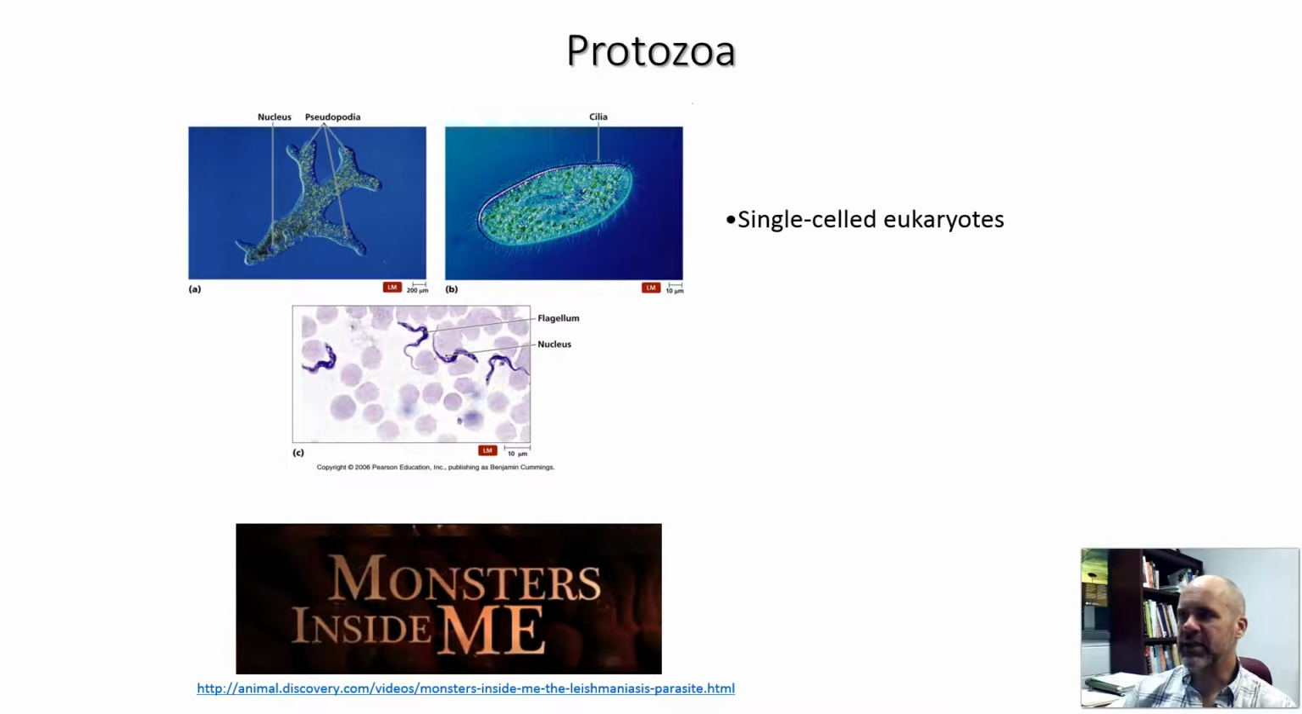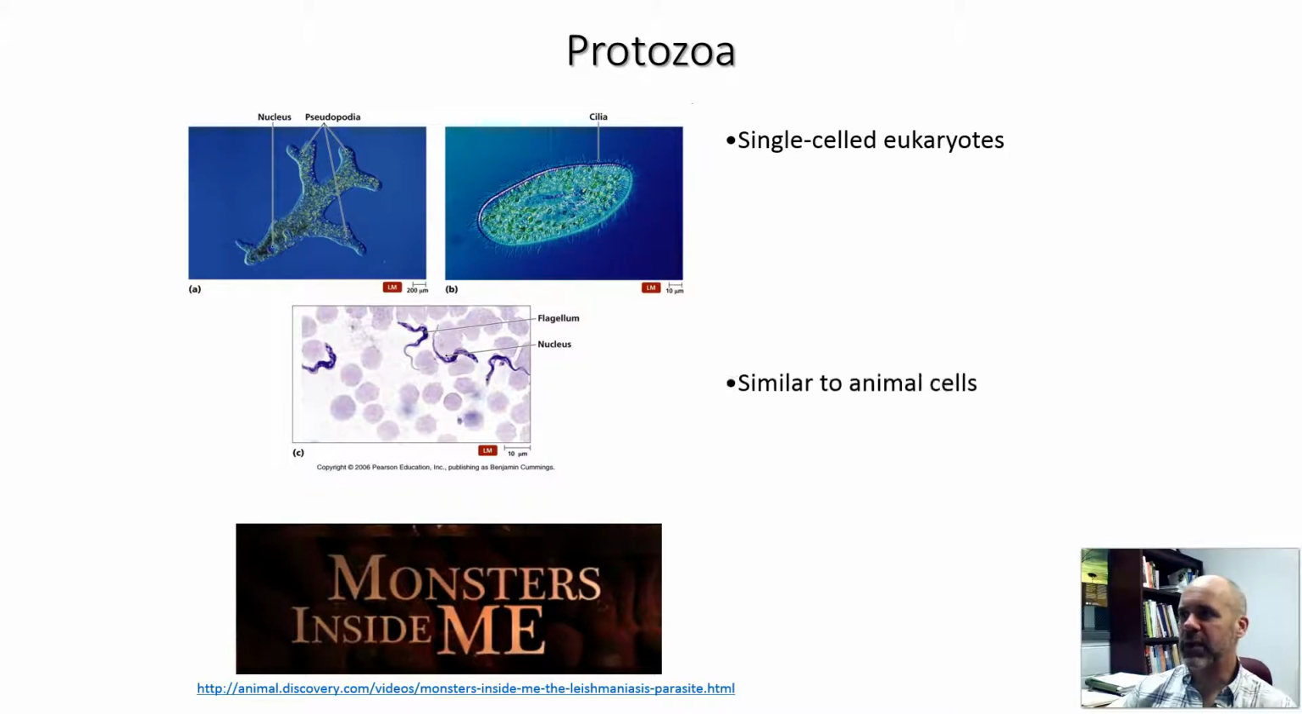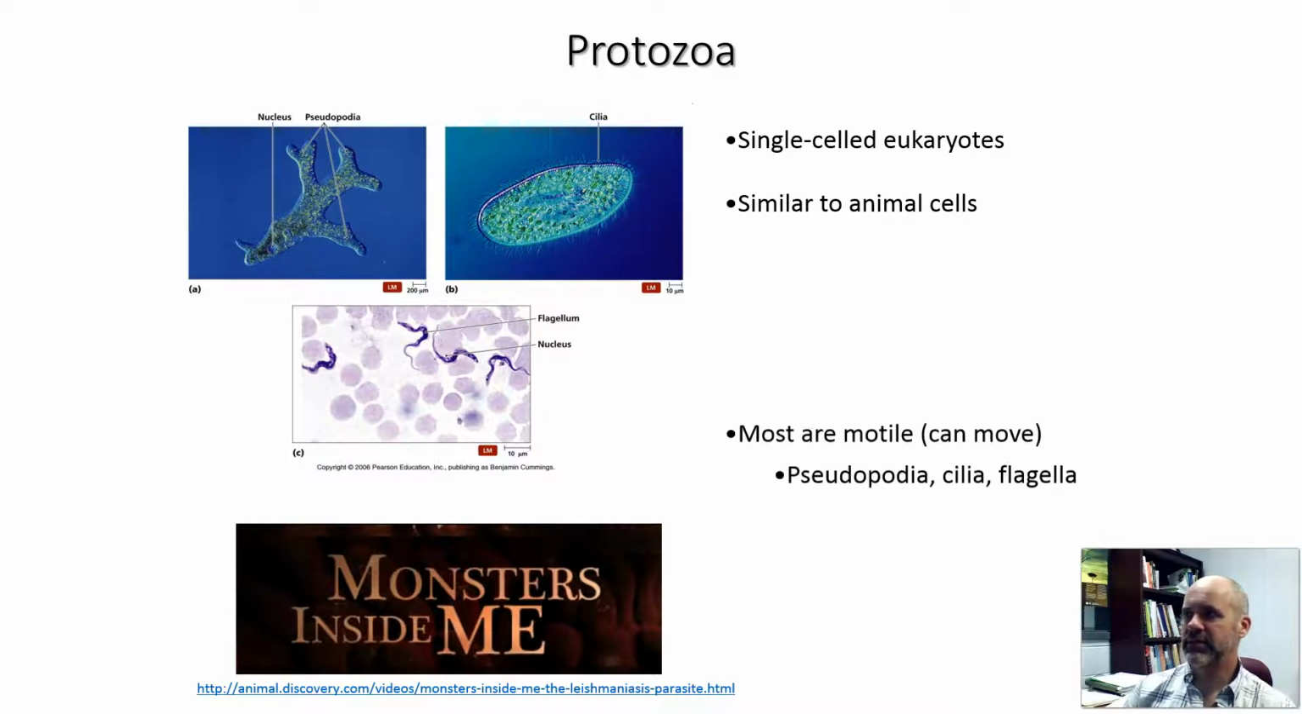What are some key characteristics of protozoans? So these are single-celled eukaryotes, so one cell is one individual, and the cells are structurally similar to animal cells. So you might think of an alga, that's the singular for algae, as single-celled plants, and protozoans are more like single-celled animals, just in terms of how the cells are composed and how they function.